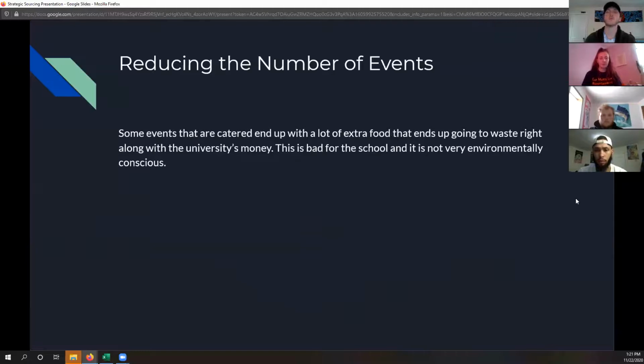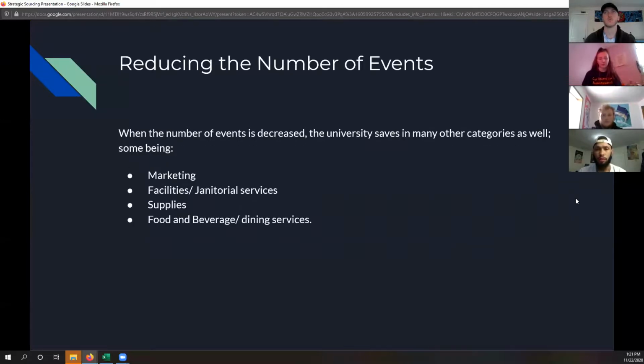And then some events that are catered end up with copious amounts of extra food, and that's just a waste of food and money. So this is bad for the school's finances, and it's not very environmentally friendly either. When the number of events is decreased, we can also save the university money in other aspects of their spending as well, like marketing, facilities and janitorial services, supplies, and their dining services.